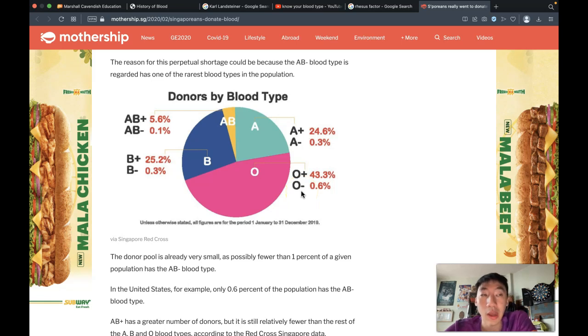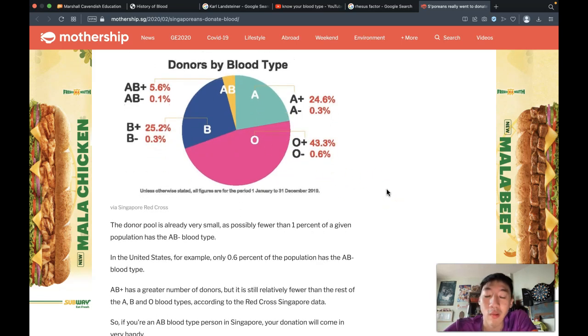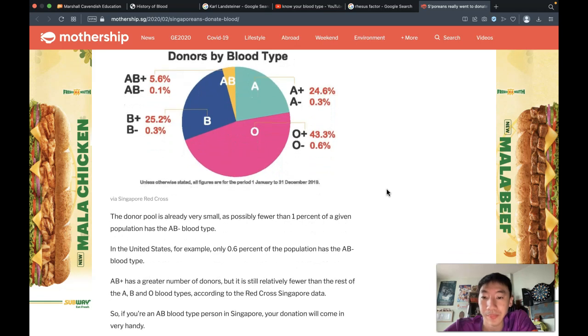Okay, there's actually even other blood types out there, like the blood type K or something like that. But yeah, we're not going to talk much about that. That's just a very rare example.